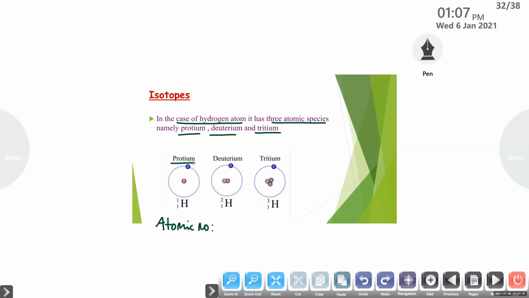Yes, ma'am. Can you tell me the atomic number of protium? Look at this symbol and tell me the atomic number of protium. Ma'am, 1. Yeah, it's 1. What about the mass number? 1. Yeah, it's also 1.